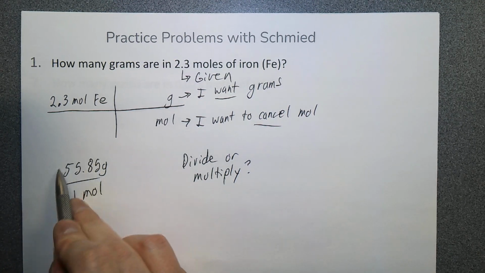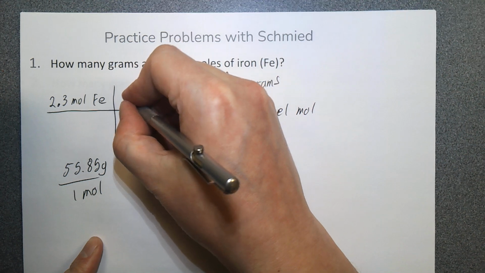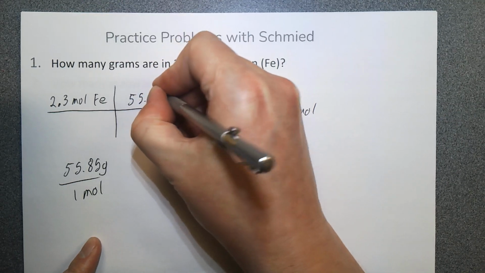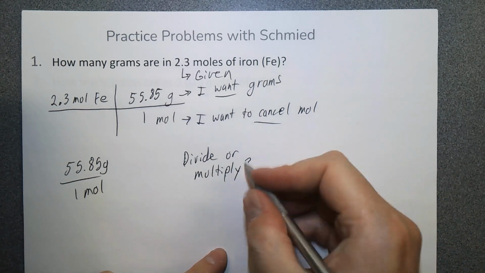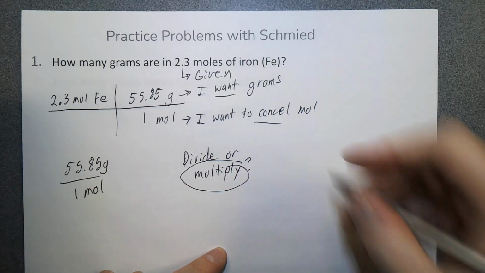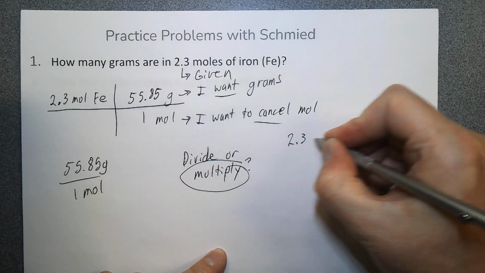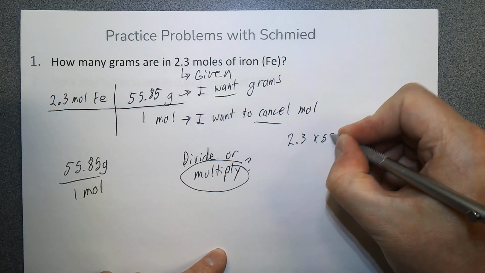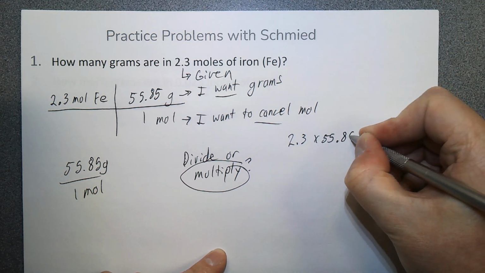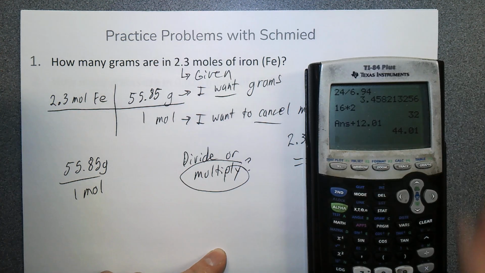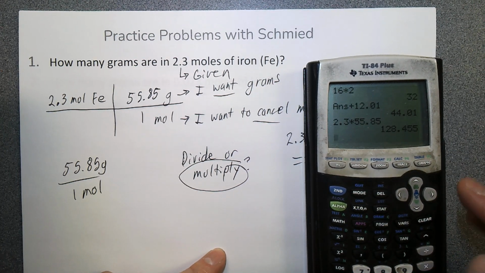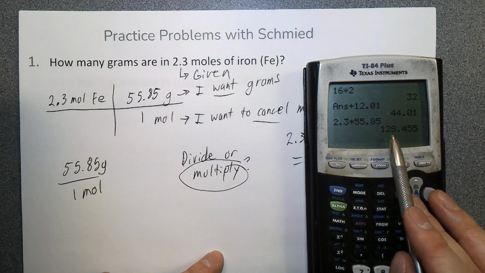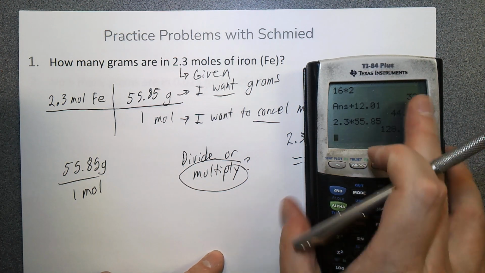The 55.85 goes with the grams, and 1 mole goes on the bottom. So in this case, we are multiplying. So we're going to do 2.3 times 55.85. We get 128.45, but for this, we're just going to round to 2 decimal places, so we'll go to 128.46.